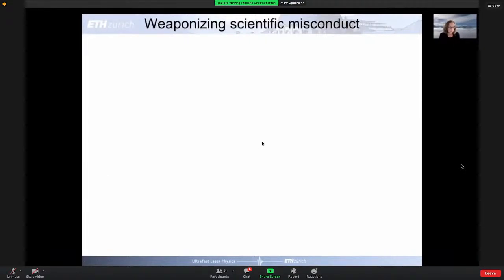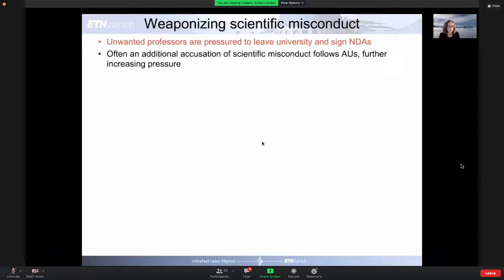If all these investigations didn't yet help to get this unwanted professor to leave, then very often the pressure was increased with an additional scientific misconduct accusation. Because these unwanted professors are pressured to leave the university or even sign a non-disclosure agreement. And these additional scientific misconduct allegations were really used to increase the pressure so that they finally leave. That happened both at ETH and at EPFL. And actually, we know of cases at other European universities and institutes.